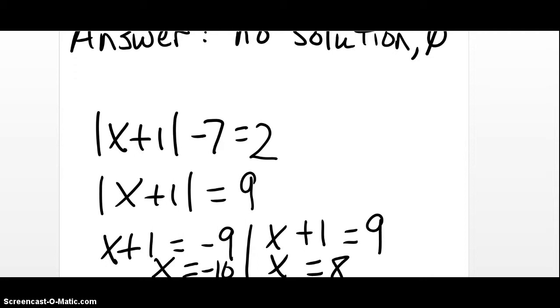So we're going to set up two equations here. We're going to set up x plus 1 is negative 9, and x plus 1 is 9. Solve for x in each of the two equations. We get x is negative 10 and x is 8. So here we have two solutions.